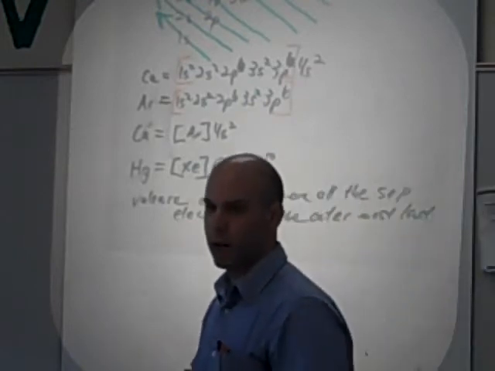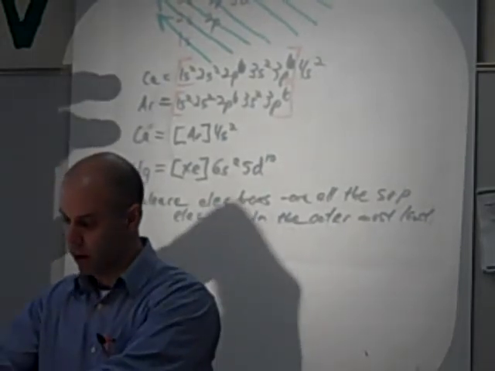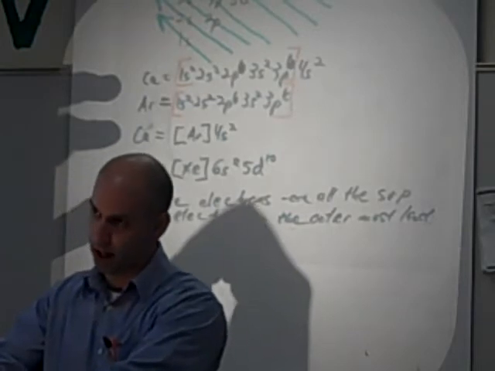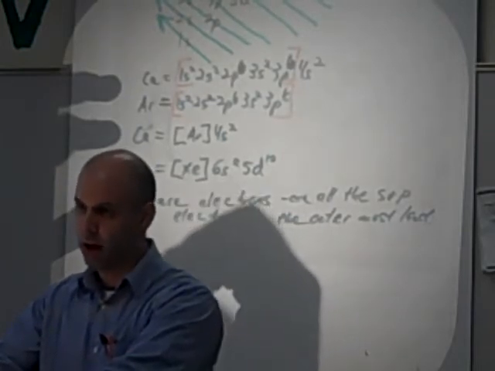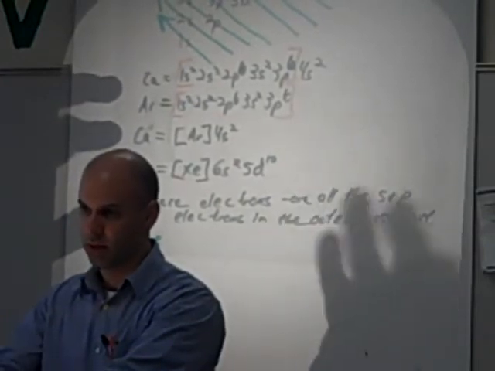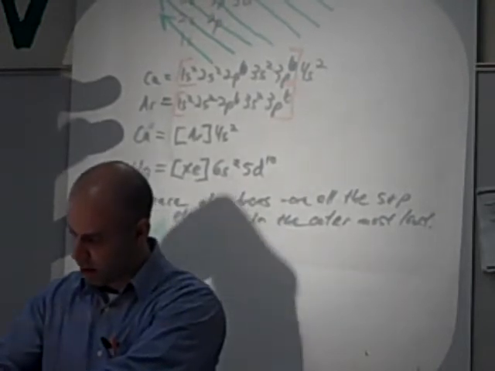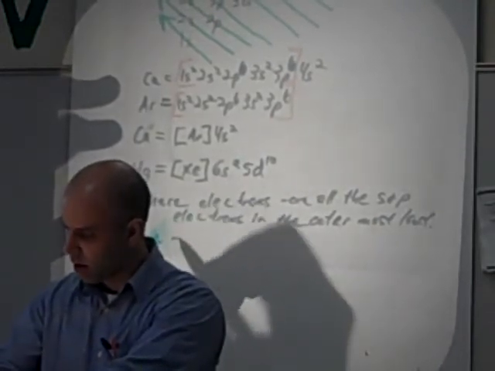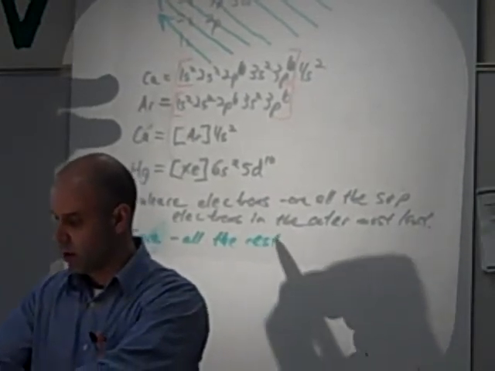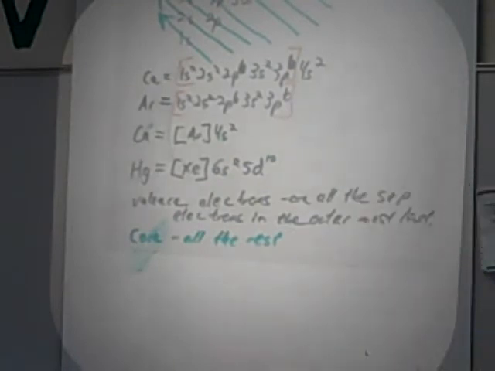Now, sometimes you'll see core spelled with a K because they were Germans doing all this research. So sometimes you'll see it spelled the way Americans spell it with a C. Sometimes you'll see it spelled with a K. So just an FYI, if you see someone spell core like that, they're not crazy. They're just following the old German writing. But let's just stick with core. All the rest. So the valence are all the S and P electrons in the outermost level. The core electrons are all the rest.